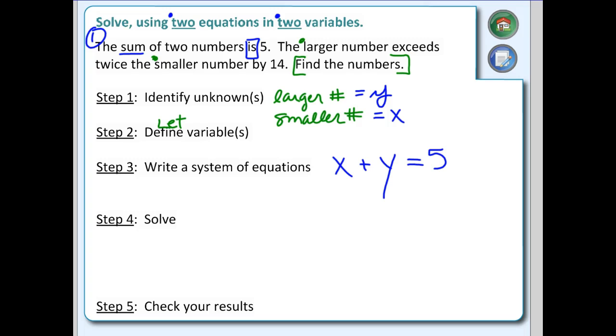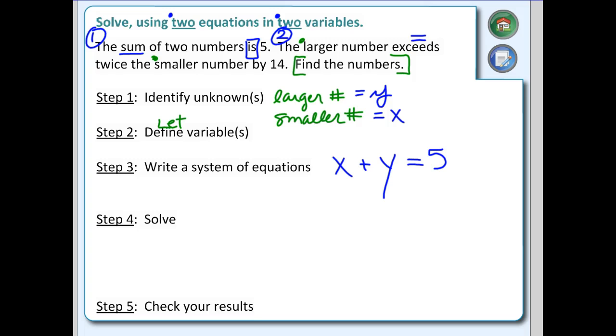So that's my first equation. Now, how are we going to come up with our second equation? Okay, well, let's look at the second sentence. It says the larger number exceeds twice the smaller number by 14. Now, they kind of put a little trick on us there. It says the larger number exceeds, so that's kind of going to be our equal sign.